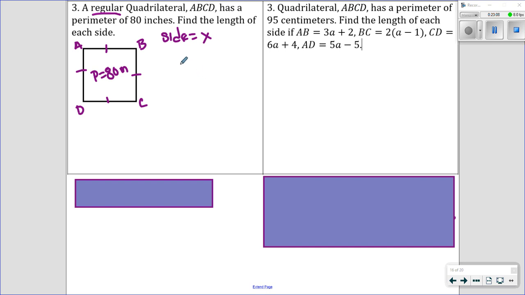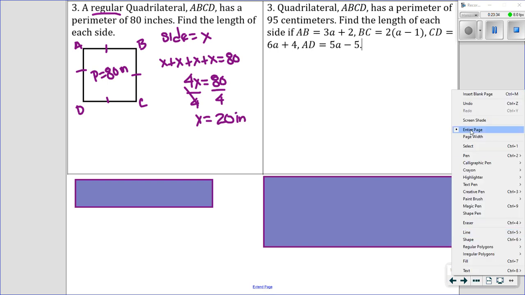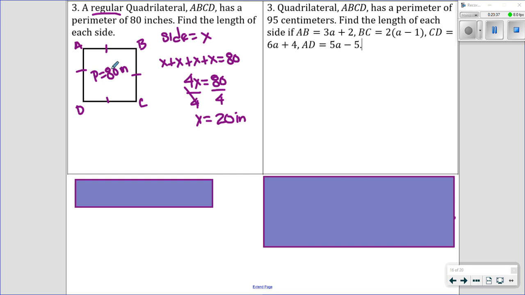How many sides are there? There's 4 of them. So then that means X plus X plus X plus X equals 80. So it'll be 4X equals 80, and then you divide. So that'll be 20 for each side. So 20 inches. You could set it up that way, or all you could have done was, you know that there's 4 sides. This is a square. They're all congruent. So you just divide 4 into 80. And you get 20. That's it.